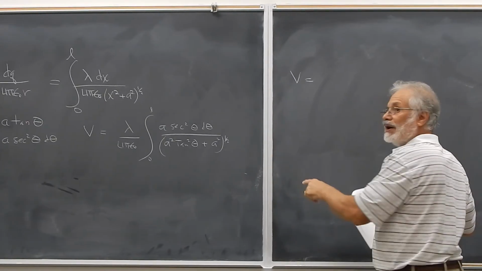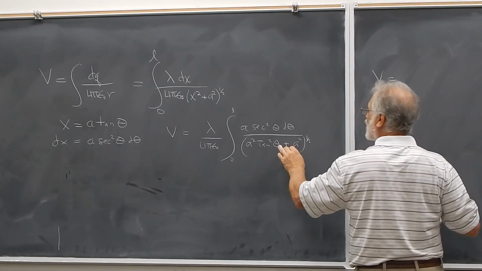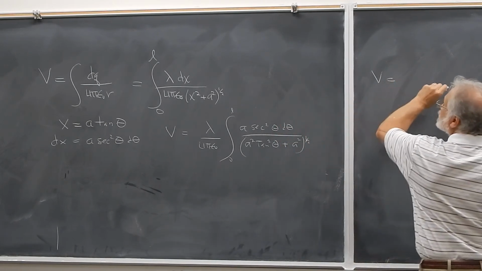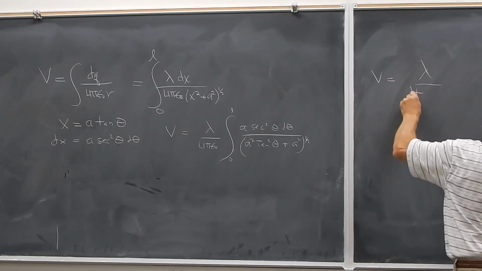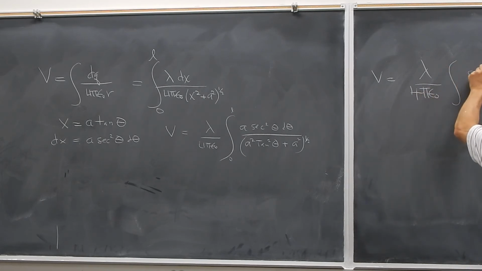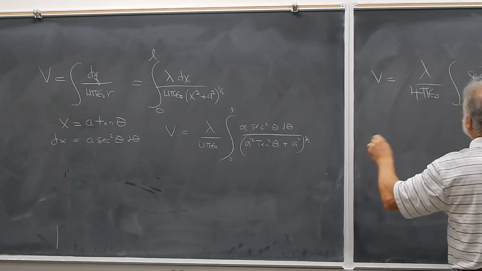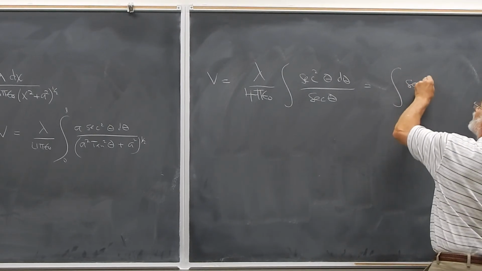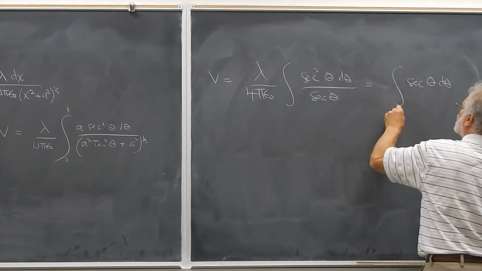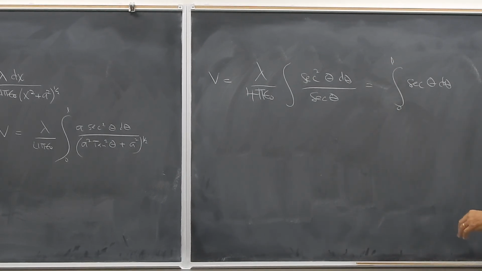I get secant squared on the bottom. The a's cancel. Secant squared to the 1/2 is just the secant of theta. So now I have to integrate secant of theta d theta. I'm putting 0 to L, but that's not really the limits. We're going to have to go back to x's to do that.